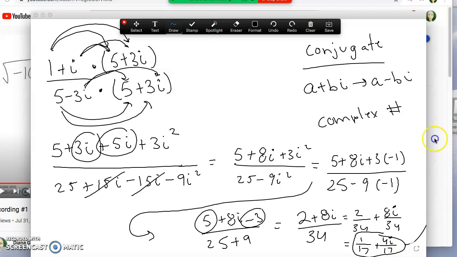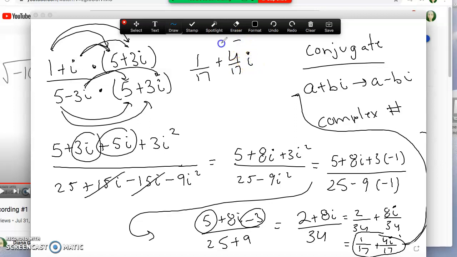So the answer is, I was going to write the answer right here, 1 over 17 plus 4 over 17i. Now you have to write it like this, separated, because it has to be in a plus bi form.